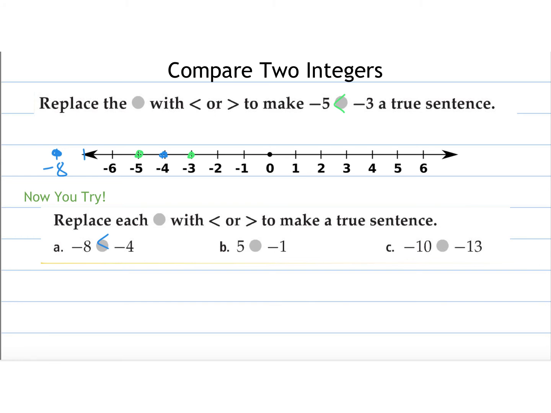Now, comparing 5 and -1. Again, if I were to use my number line, here is 5, and here is -1. 5 is farther to the right, so that's going to be our bigger number. Next one, -10 and -13. If we had used a number line, which I'm not going to on this one because it doesn't go that far, -10 is our bigger number. That one's farther to the right than -13.